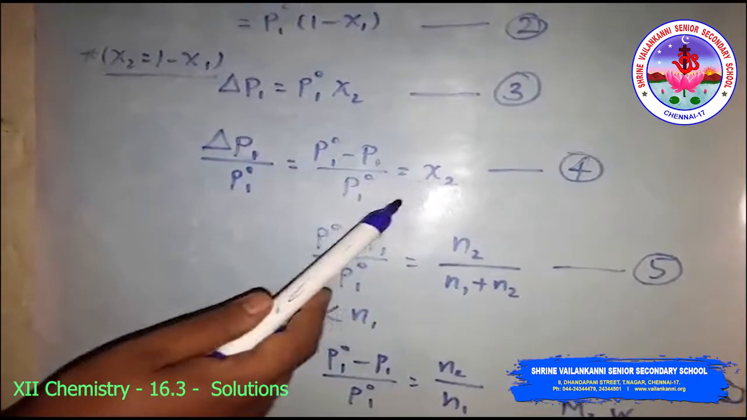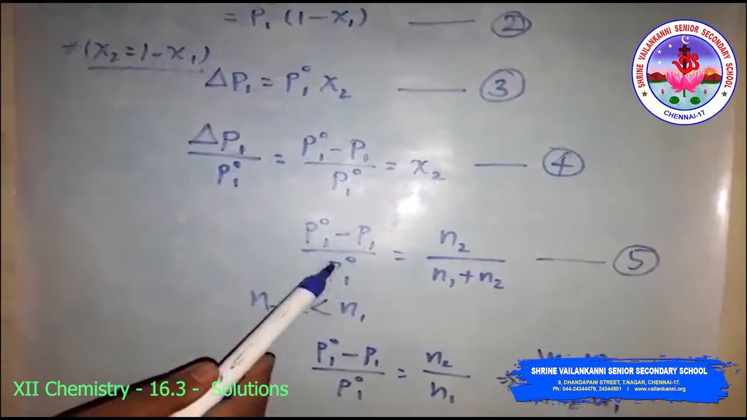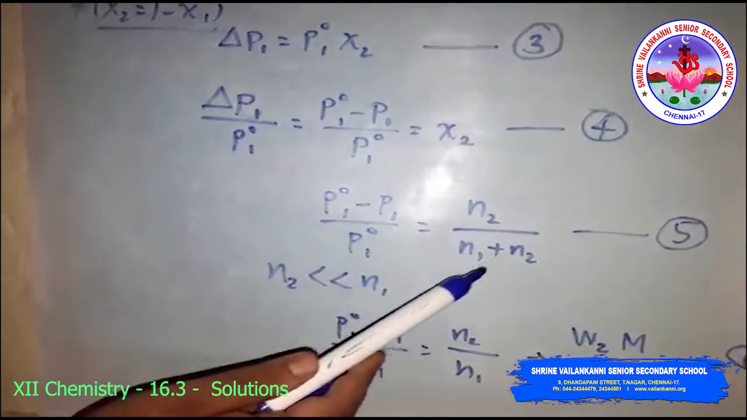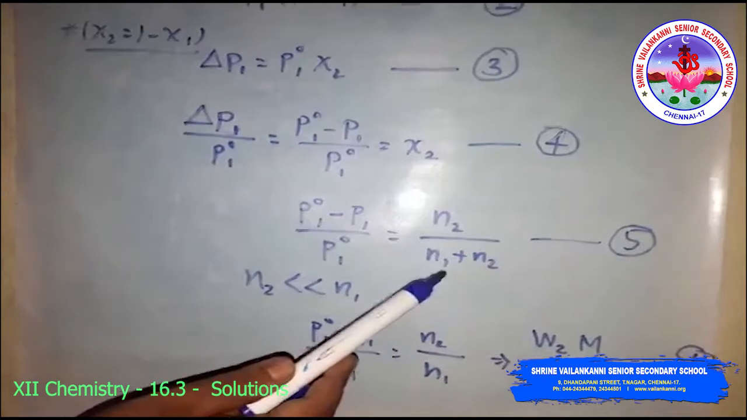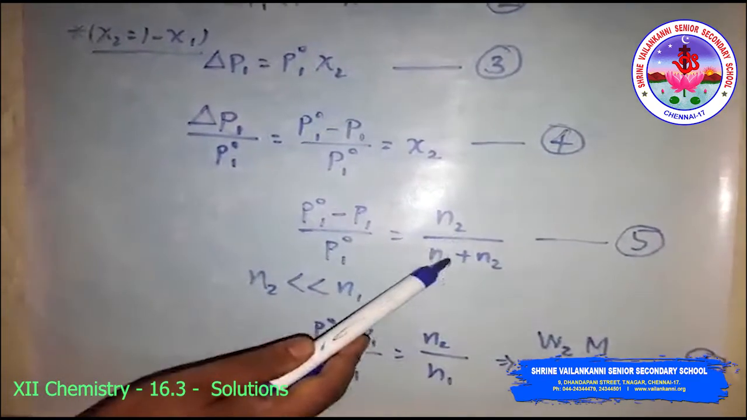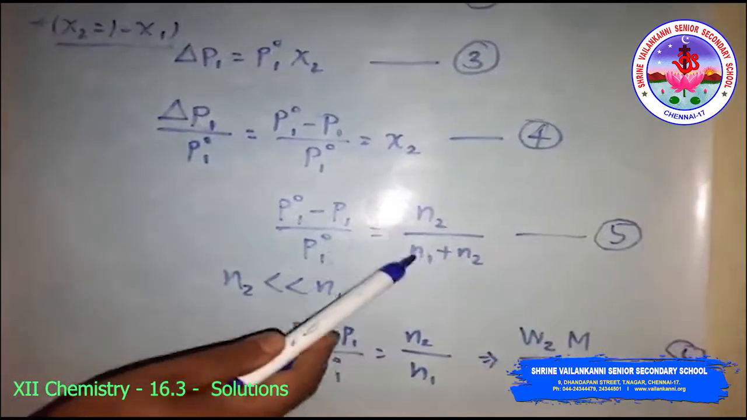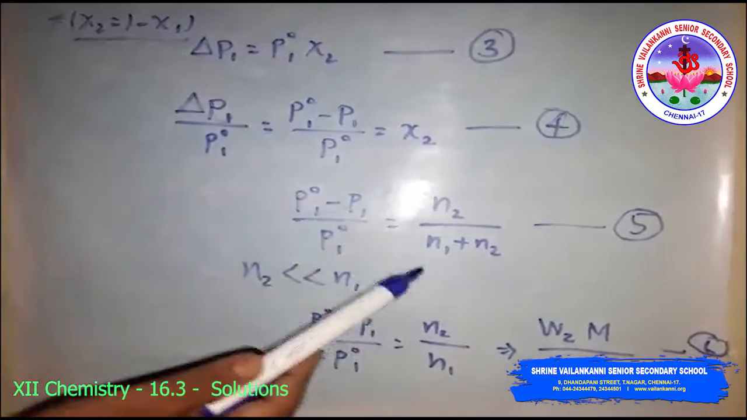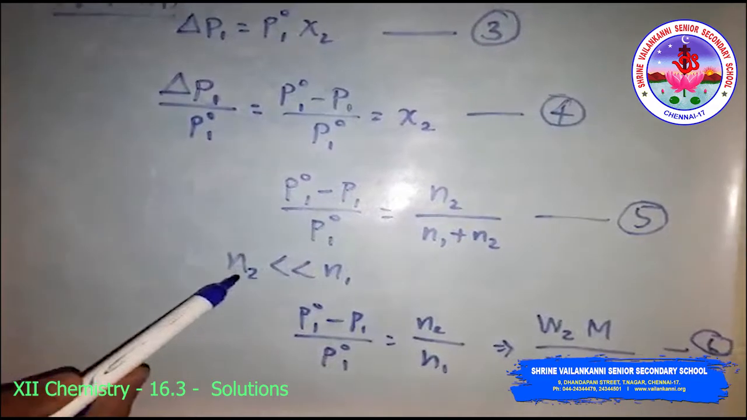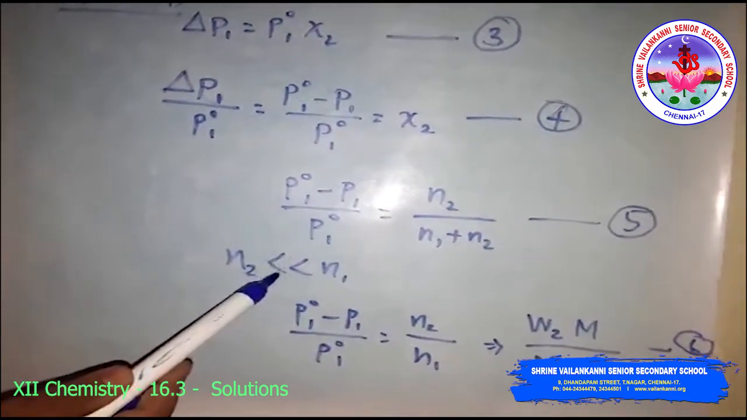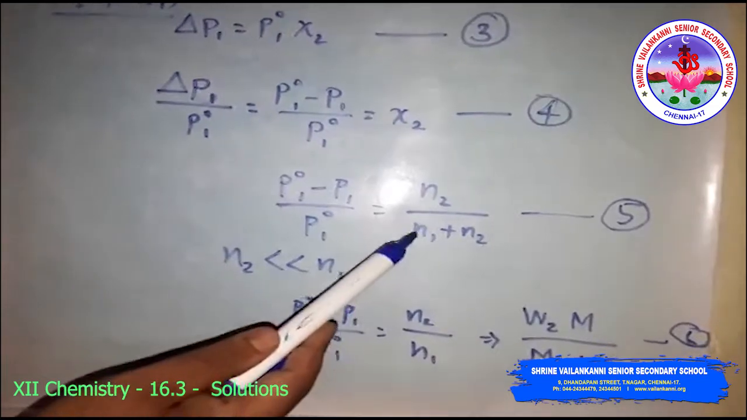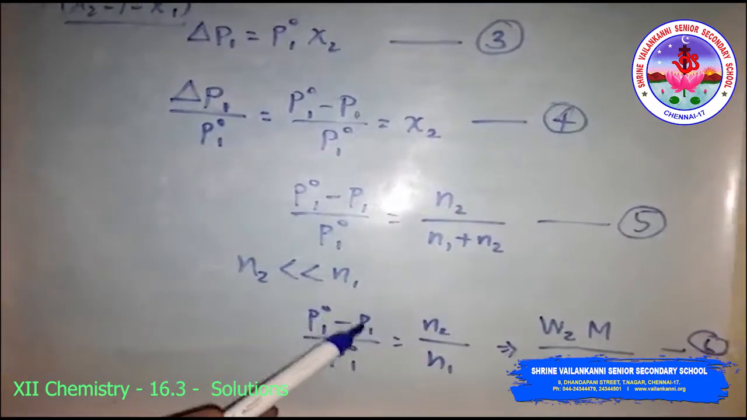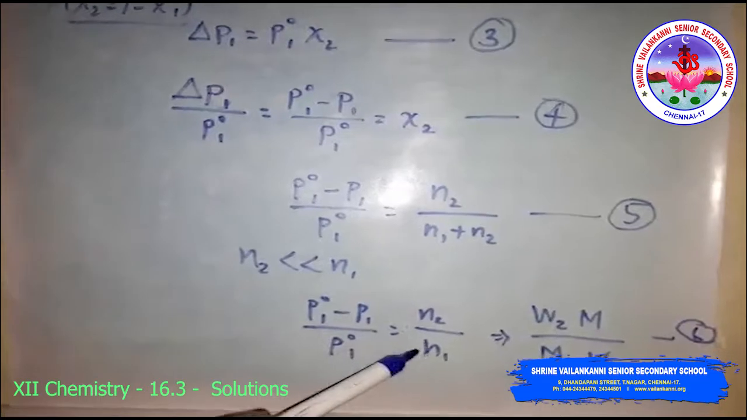We can rewrite this equation as P01 minus P1 divided by P01 is equal to N2 divided by N1 plus N2, since X2 is also N2 divided by N1 plus N2. Here N1 and N2 are the numbers of moles of the solvent and the solute respectively in the solution. For a dilute solution, N2 is very much less than N1, so N2 is neglected in the denominator. We have P01 minus P1 divided by P01 equal to N2 divided by N1.